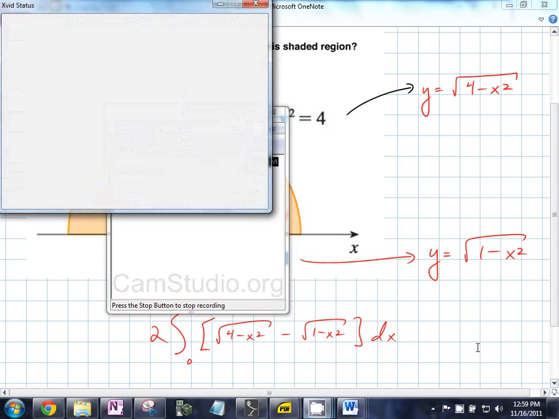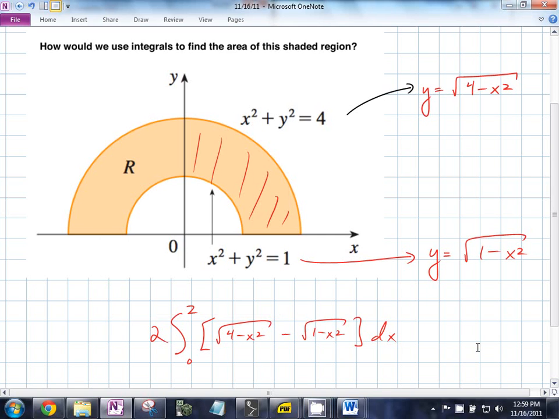I'm a fan of this. Theoretically, what would the next question be? Evaluate it, right? What's the problem at this point? My calculator's out of batteries.